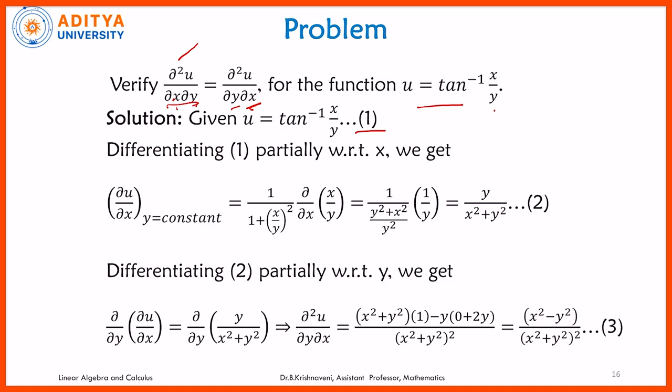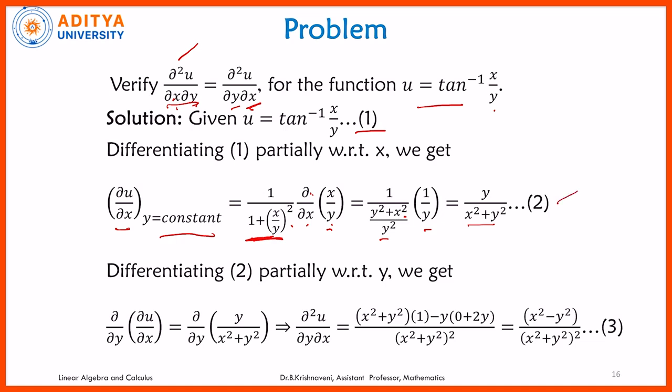So, differentiate with respect to x, that is dou u by dou x, where y is constant. First, the tan inverse derivative is 1 by 1 plus x by y whole square. Then the inner derivative, that is the partial derivative with respect to x of x by y. This gives 1 by, the denominator becomes y square plus x square by y square, and dou by dou x of x by y, with y constant, gives 1 by y.